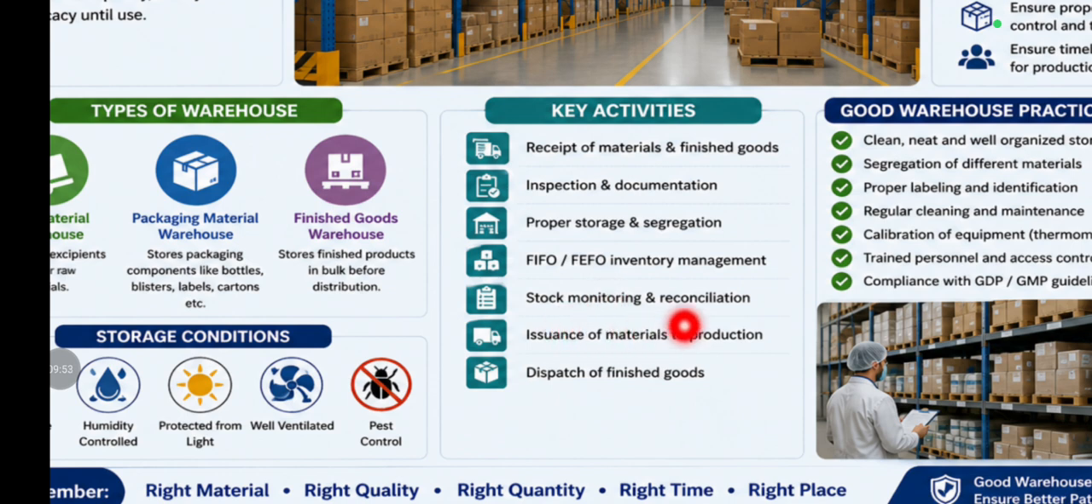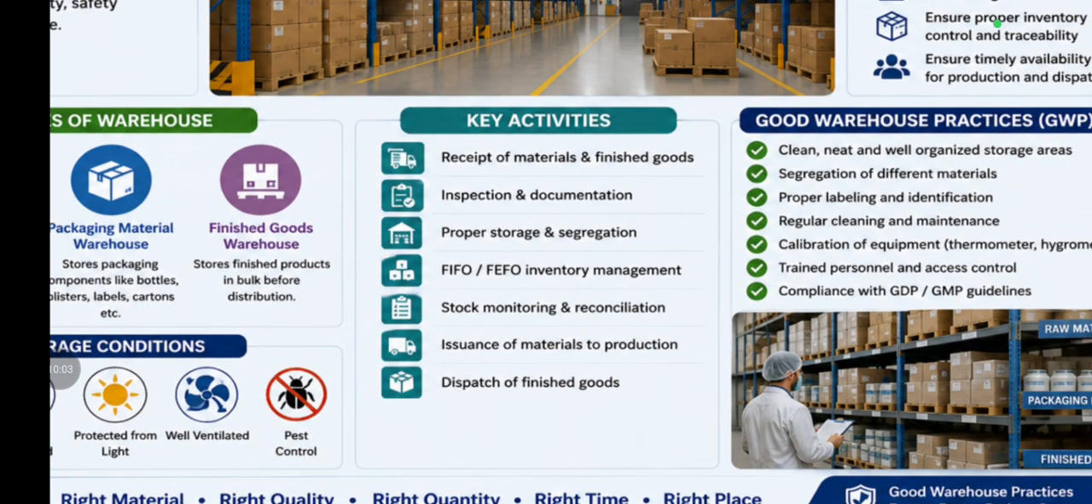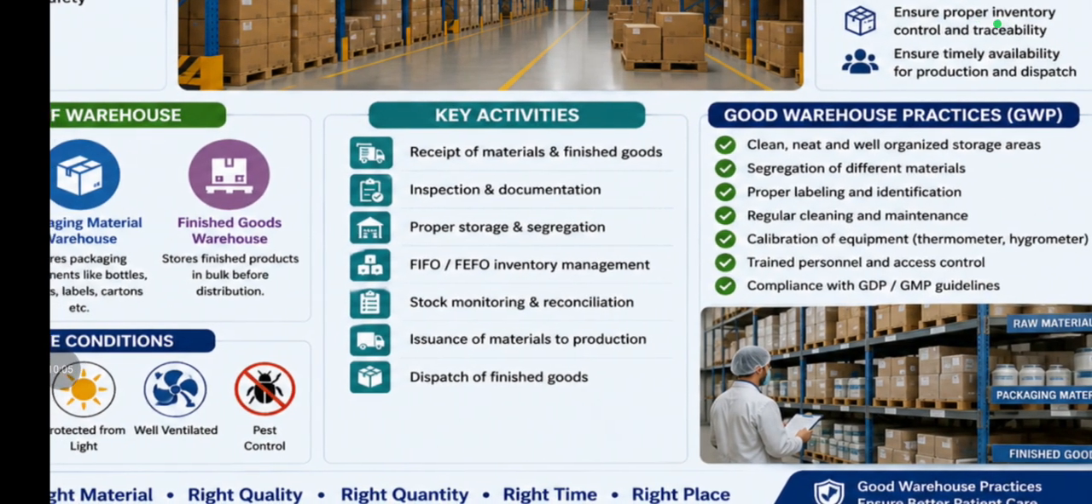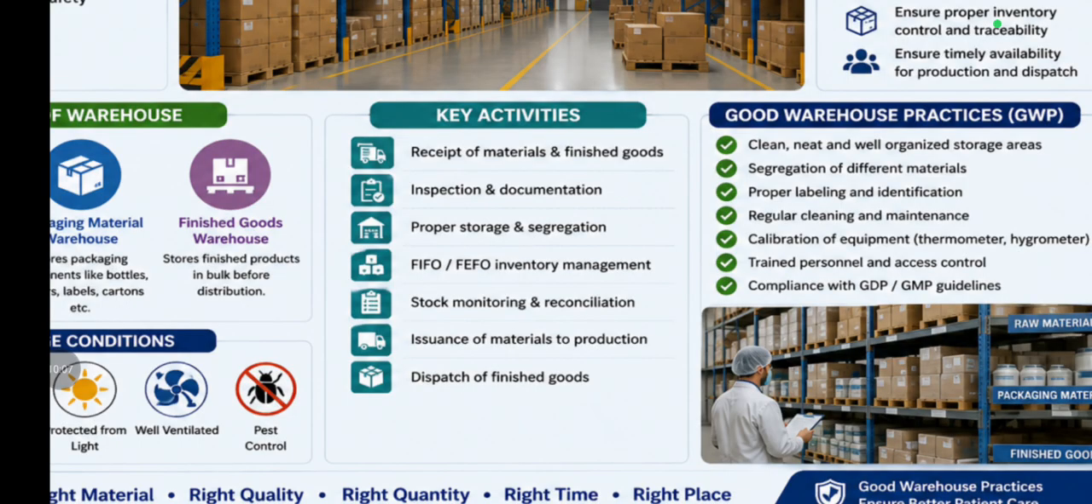Then stock monitoring, reconciliations, then issuance of material to the production department, okay, that is API, raw materials, etc. Then dispatch of the finished products. So these key activities should be processed in the warehouse facility.